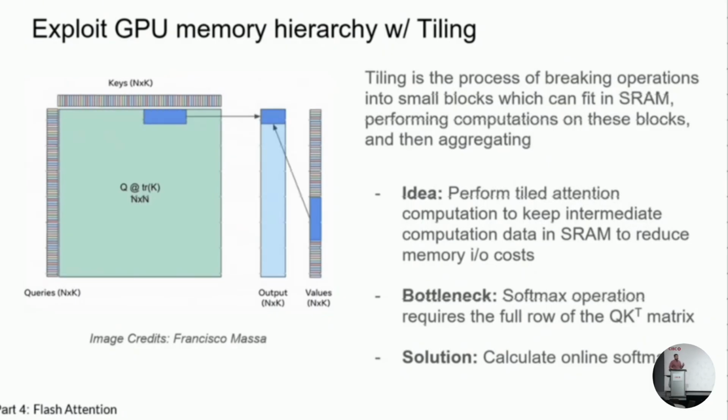However, in the actual math for attention, you need to compute the softmax. For the softmax, you need the full row of this QK transpose matrix to normalize. The innovation that the Flash Attention authors used, this was previously known, is they calculated the softmax in an online fashion. They maintained some running statistics about the maximum and the average for each tile. Then at the end, when they're writing out the outputs and doing the normalization, they utilize these running statistics to calculate our softmax.